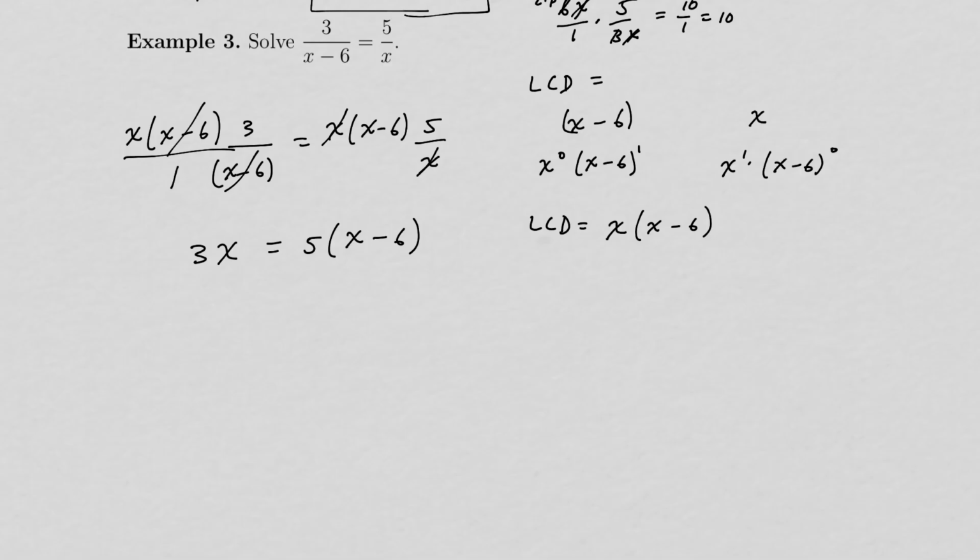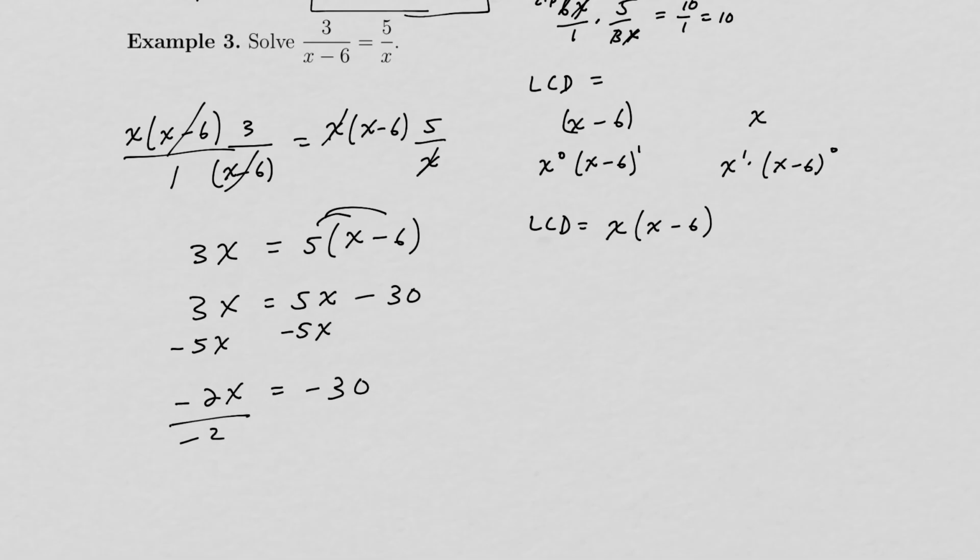Okay, so now going further, I need to distribute in that 5. Bring the x's, let's just bring them to the left-hand side, so I'll subtract 5x from both sides. So I'm going to have negative 2x is equal to negative 30. And then finally, to get x by itself, all right, I want a 1x. Since it's being multiplied by negative 2, I'm going to divide by negative 2. And that will give me x is equal to 15. And that's the solution. So if x is 15, then that'll make that rational equation true.